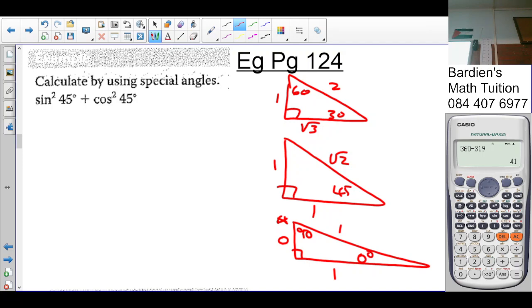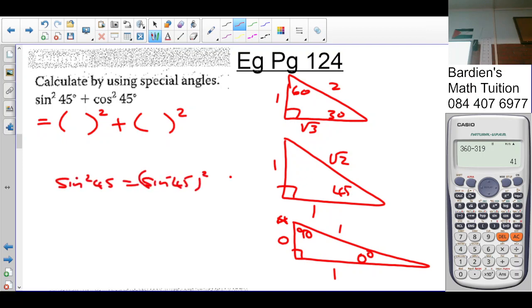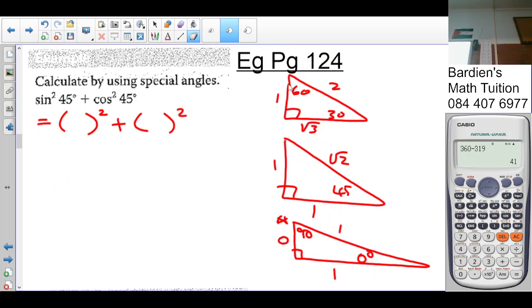So sine squared 45. Whatever sine 45 is, it must be written in the bracket, plus cos squared 45. Remember that sine squared 45 is equal to sine 45 squared. Did you see that? So what is sine of 45? Sine is opposite over hypotenuse. So it's going to be 1 over root 2. Can you see that, people?